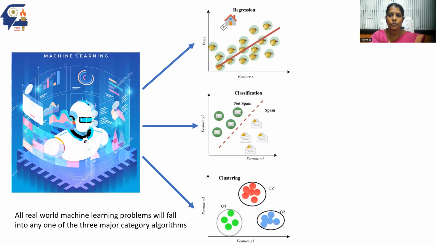The main unsupervised learning algorithm is the clustering algorithm. Here we are considering only the binary classification algorithm using the K nearest neighbor classification.